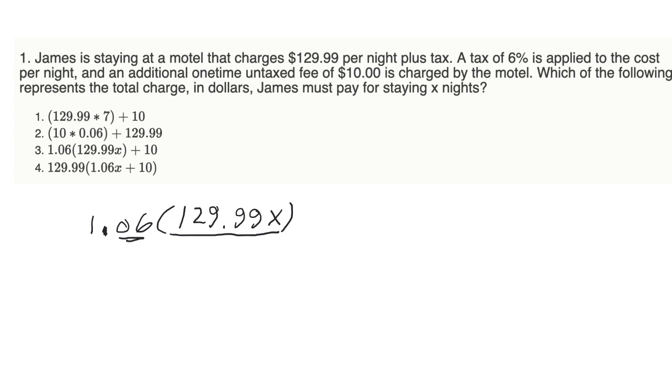So we have this part of the equation done. Now we just need to add on the last remaining bit, which is the one-time untaxed fee of $10. Since it's untaxed, we can just tack it on to the end here. So plus 10. So our final answer is number 3.